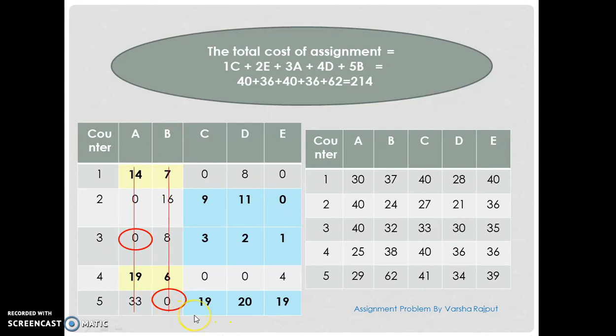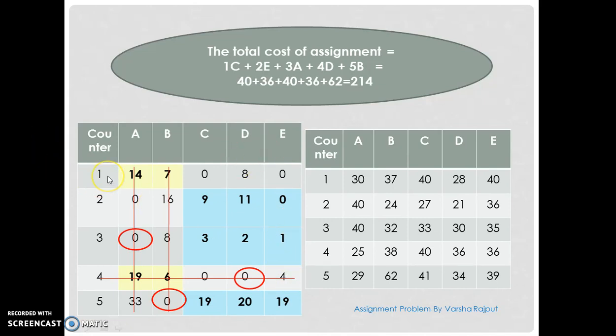Now row wise scanning is completed. We will go for column wise scanning. First and second columns are already striked out. So move to the third one. In the third one, two zeros are there, so we will skip that. In the fourth one, this zero is there. So encircle that zero. It is in the fourth row. Strike out the fourth row. Move to the next column. In this fifth column, two zeros are there, so we'll skip it. Now column wise scanning is completed.